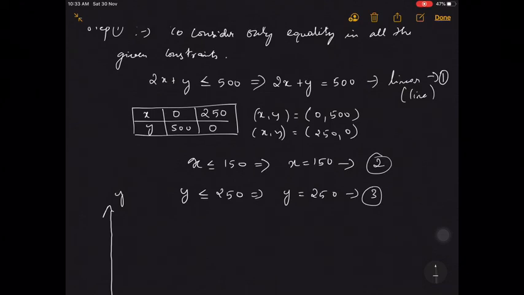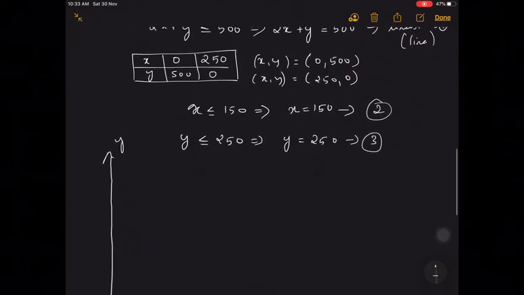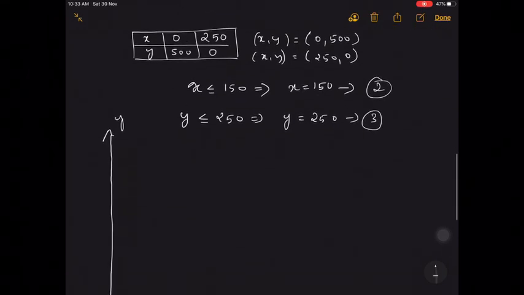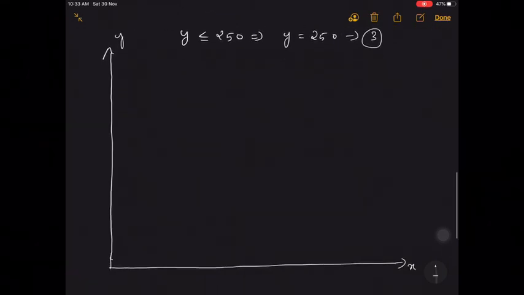So we'll take along the y-axis in terms of hundreds. So this is 100, 200, 300, 400, 500, then 600, and so on.